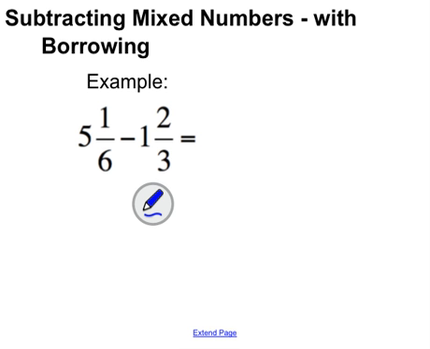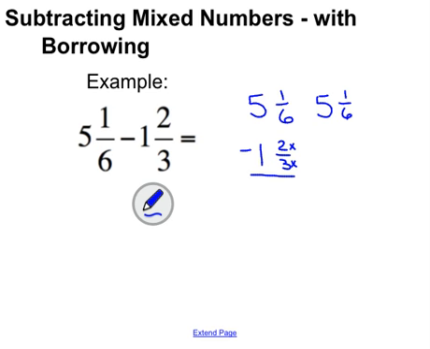Last type, you're almost done. Subtracting mixed numbers with borrowing. For this example, again, we do not have a common denominator, so line your problem up vertically. 5 1/6 minus 1 2/3. A common denominator that will work here is 6, and that lets us keep this first mixed number the same.